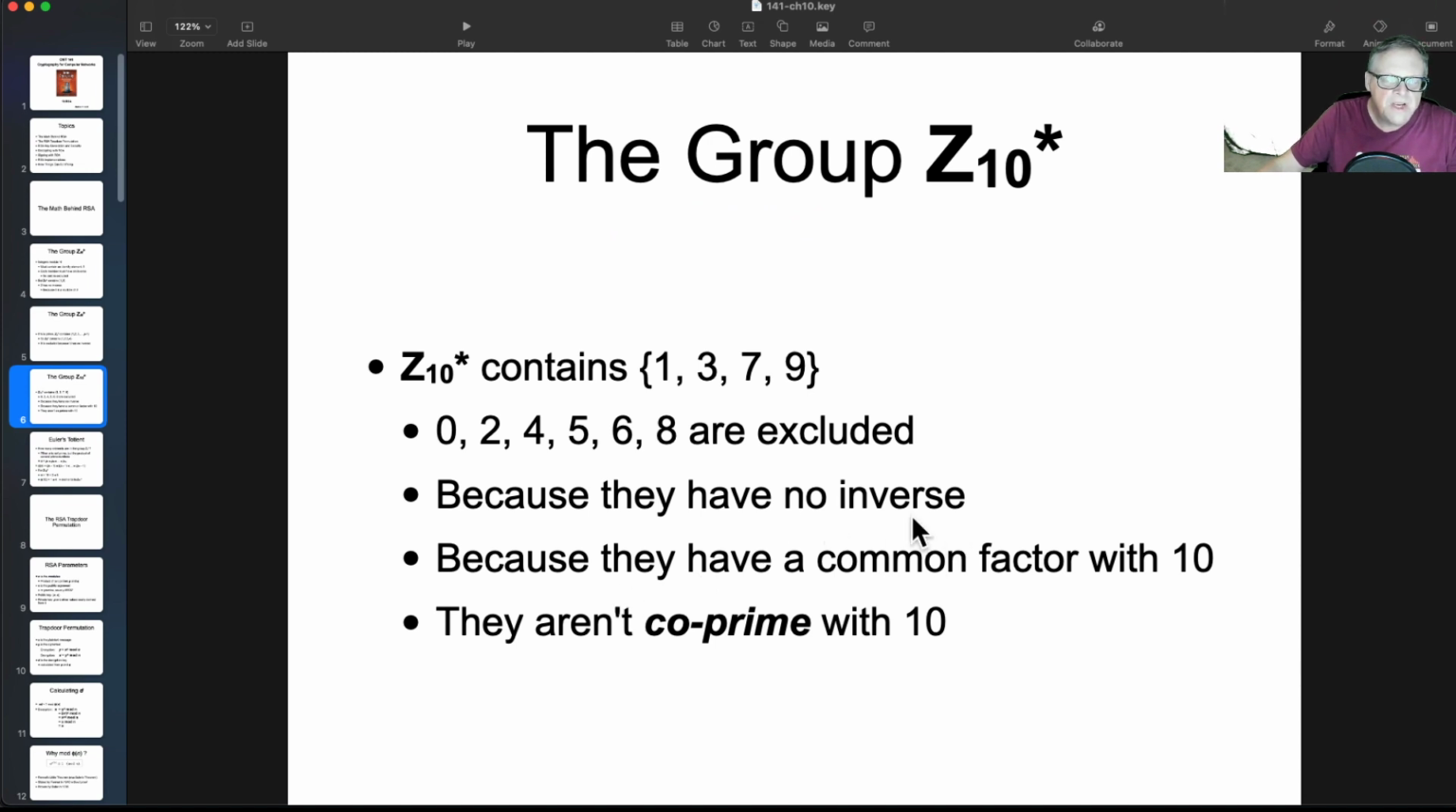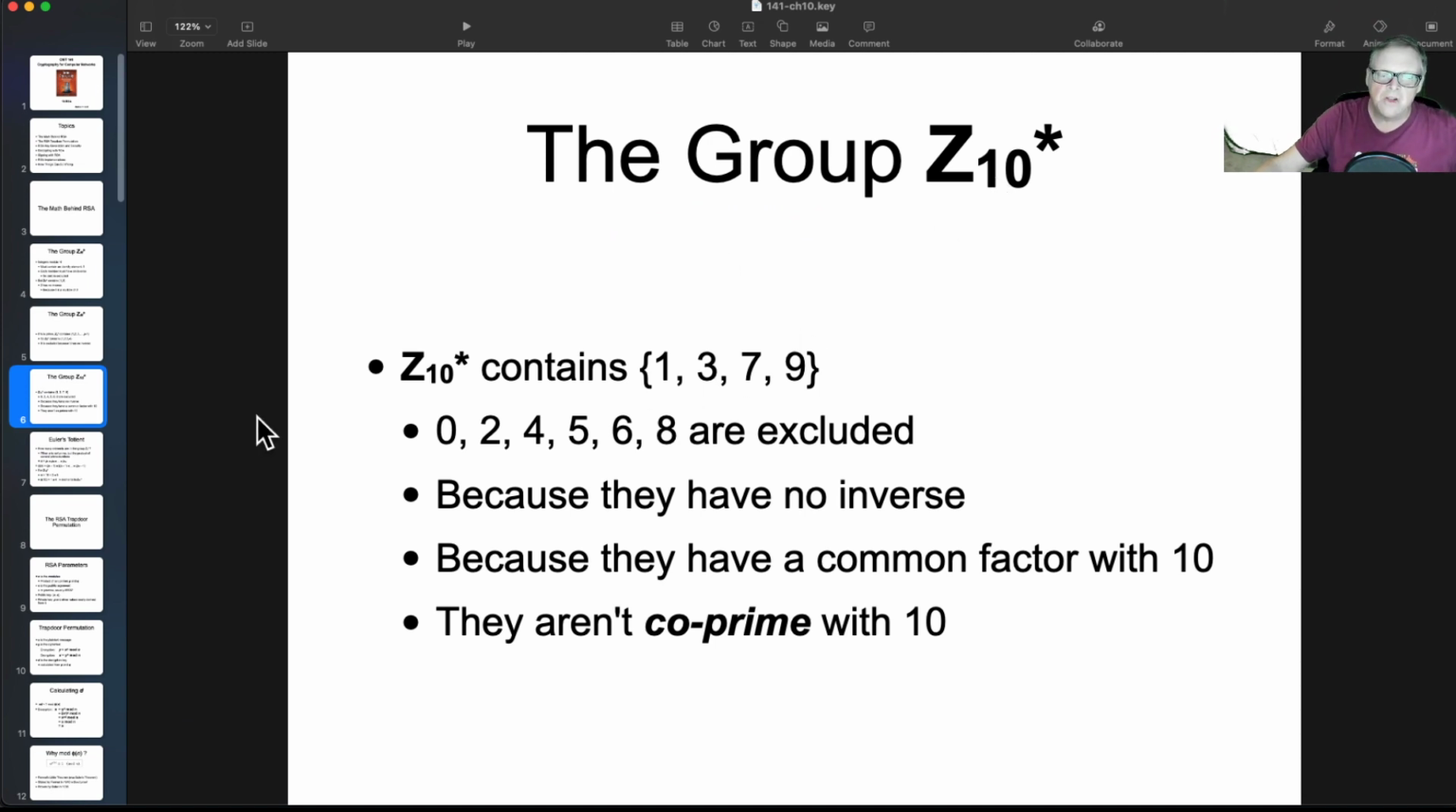You exclude ones either because they have no inverse or because they have a common factor with 10. So 2 times 3 is no good because this is 2 times 5. The common factor of 2 means it will not be acceptable in the group. And so all the numbers you retain must be co-prime with 10, which means they have no common factor with 10. So 9 is included, even though 9 is 3 times 3, because 10 is 2 times 5, so it has no common factors with 10.